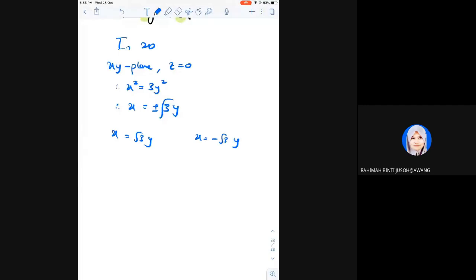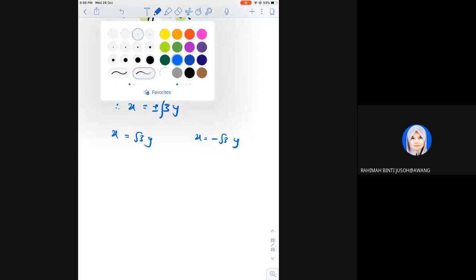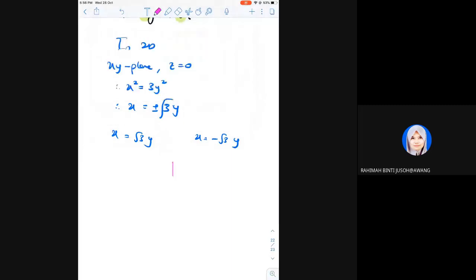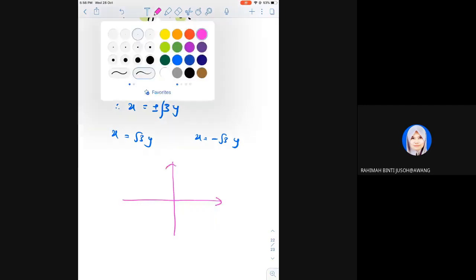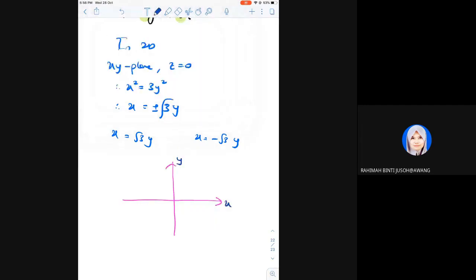Sebab square root tu tak termasuk dengan y. So dia bukan parabola eh. Dia just a straight line. Okay, it's just a straight line. Cuma kecondongan, kecerunan dia square root 3 lah gitu. So x and y. Okay, x positive should be like this lah. Okay, and then the negative.